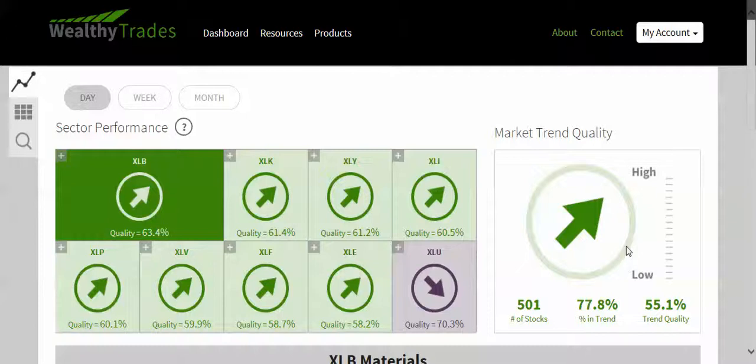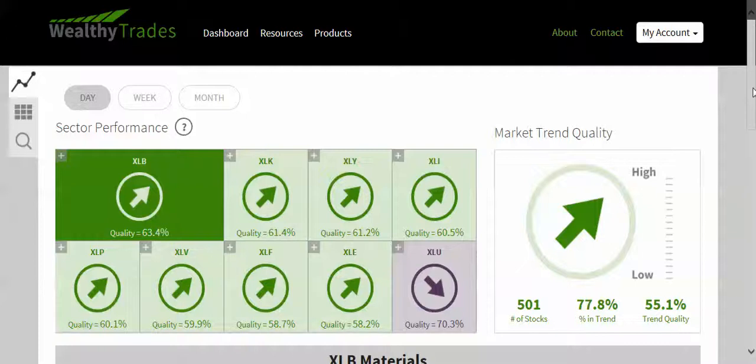Step number 2 is putting the odds in our favor. And the way we do that at Wealthy Trades is we take the 9 sectors and we rank them based on our proprietary quality filter. We want to understand and see which one of these 9 sectors are the highest performing sectors and gives us the highest chance of success for the upcoming day, week, or month. In this case, we can see that the XLB, the materials sector, in this uptrend gives us the highest probability of success simply based on the quality gauge.